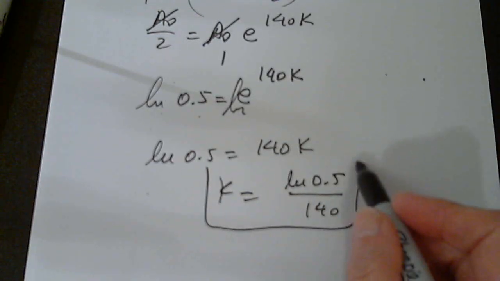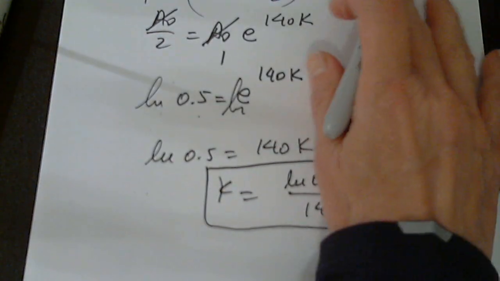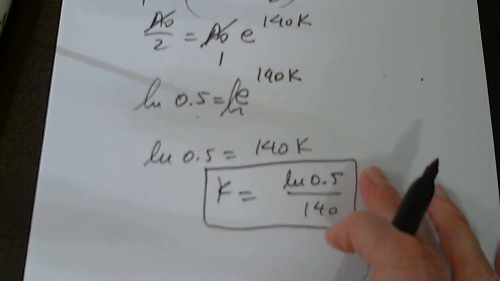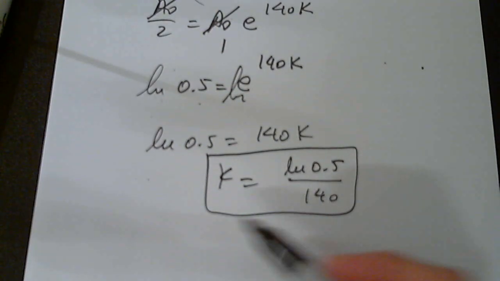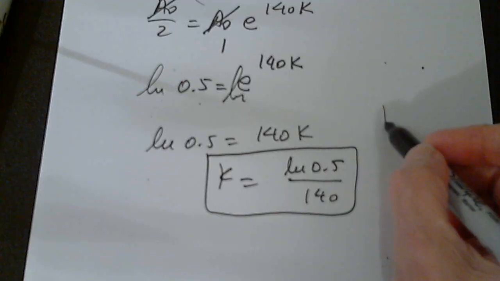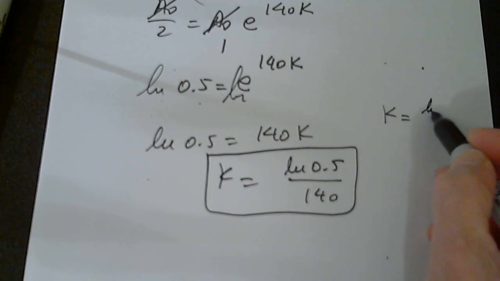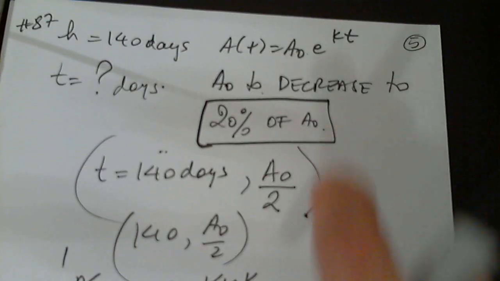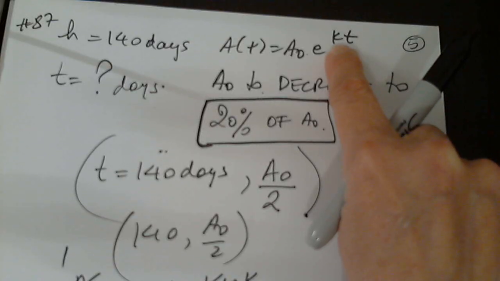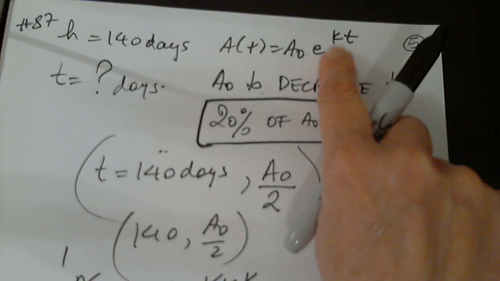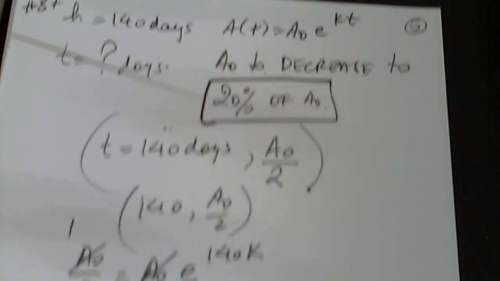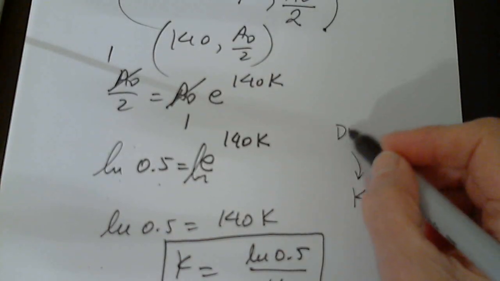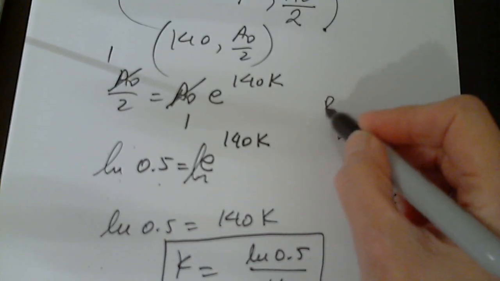This is a formula if you want to memorize it as is. You don't have to do these steps, but the first time I really wanted to show you the steps. So k is always natural log of 0.5 divided by the half-life. Again, what is k? K is the decay rate. Like we had the growth rate in the other model, this is the rate of decay.